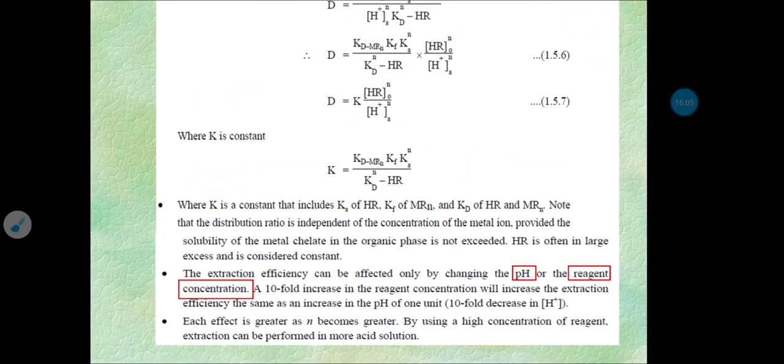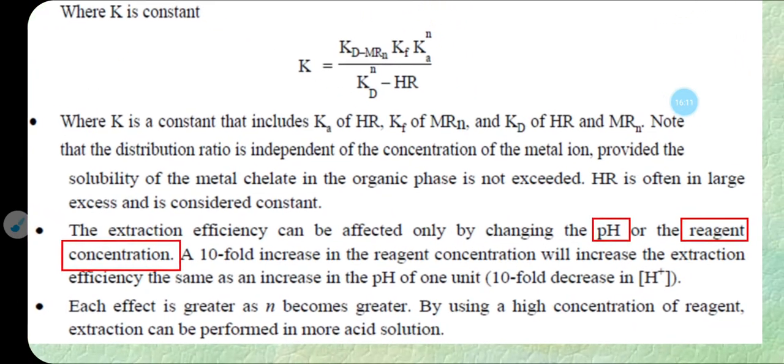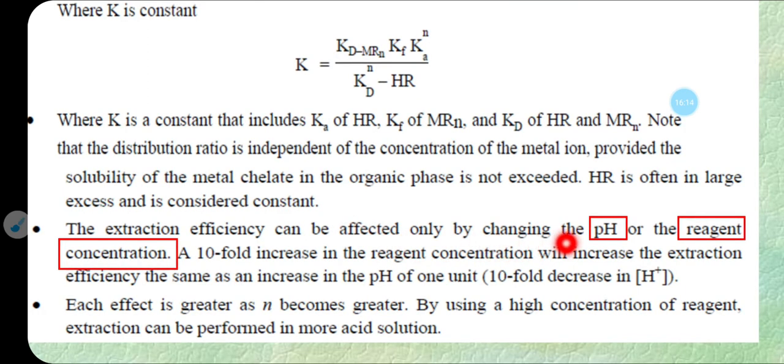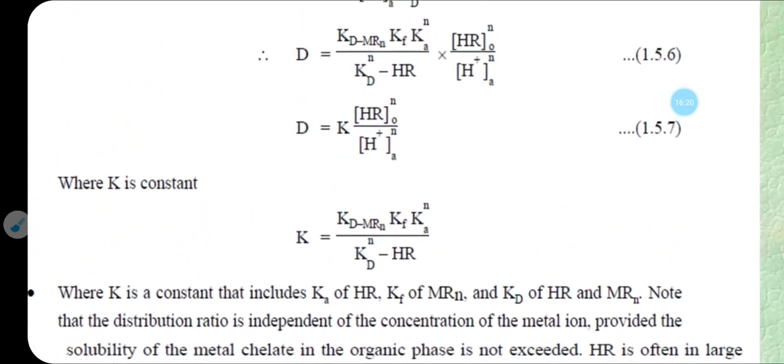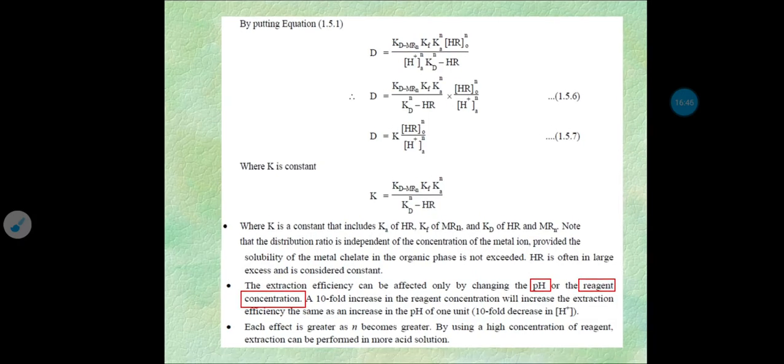So this equation gives us the information that extraction efficiency can be affected only by changing the pH of the solution and the concentration of the chelating reagent. It is inversely proportional to the pH and directly proportional to the concentration of reagent. That means D increases with increase in the concentration of chelating reagent and D increases with decrease in the pH. That means at higher acidic pH the distribution ratio is more, so more and more metal ion will be extracted in the organic phase.